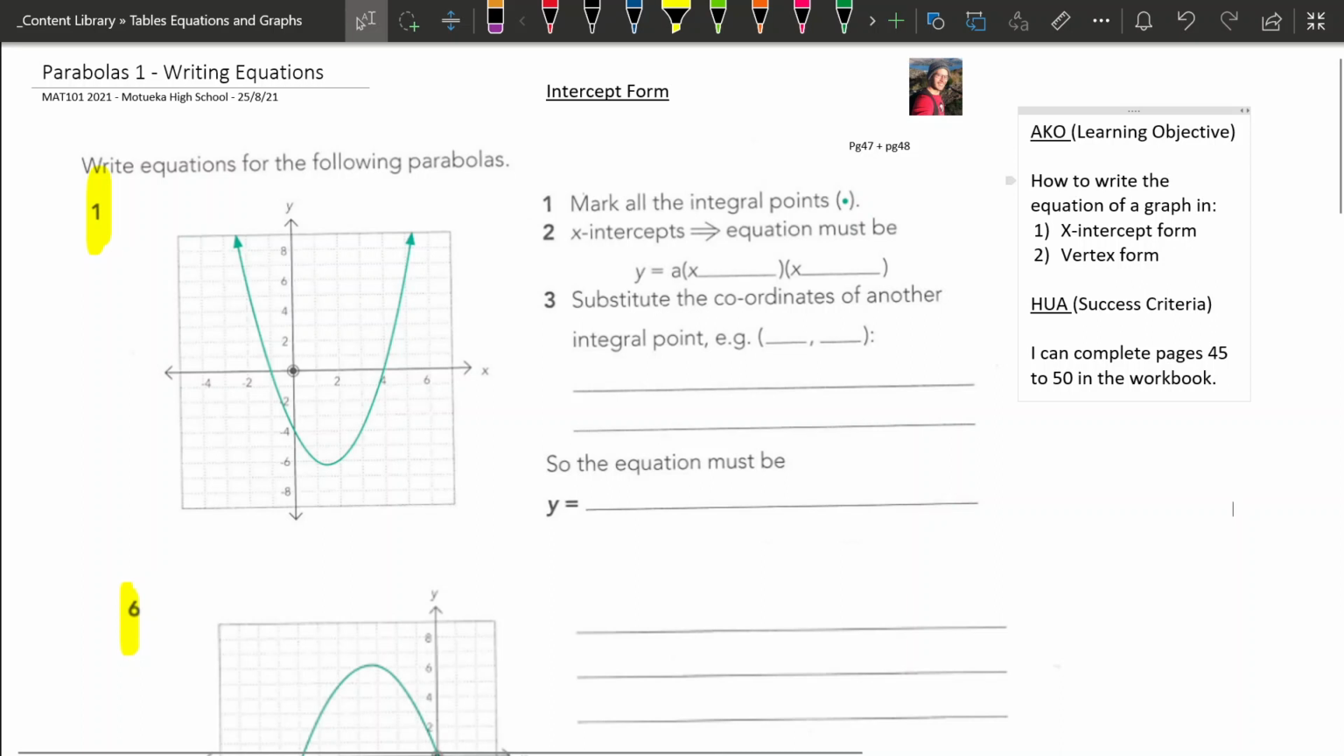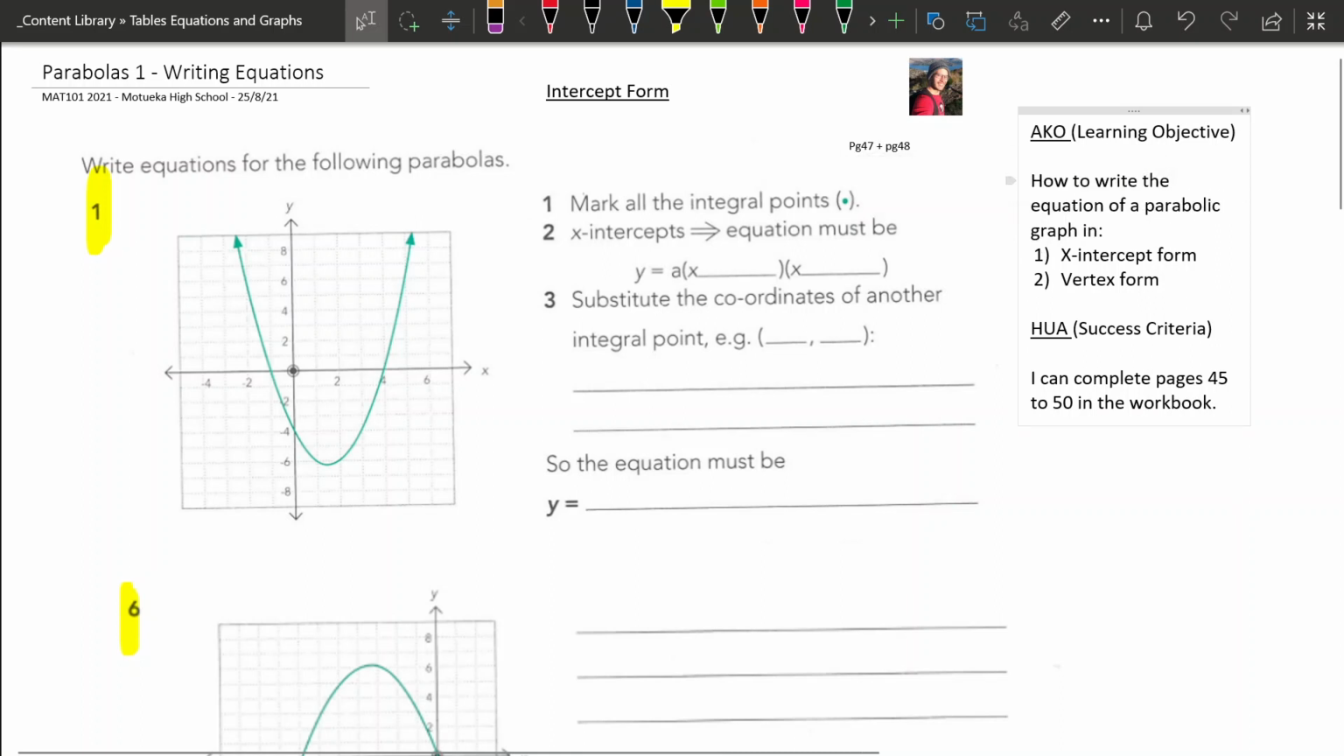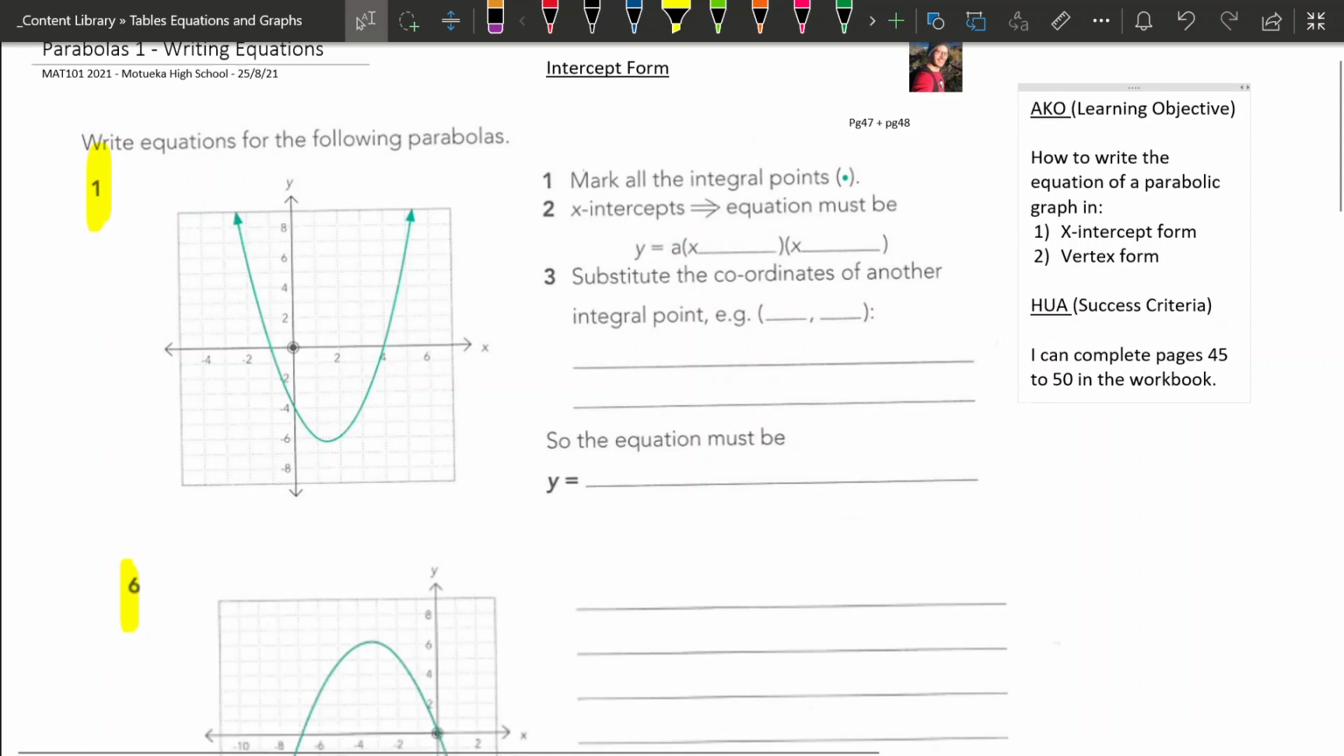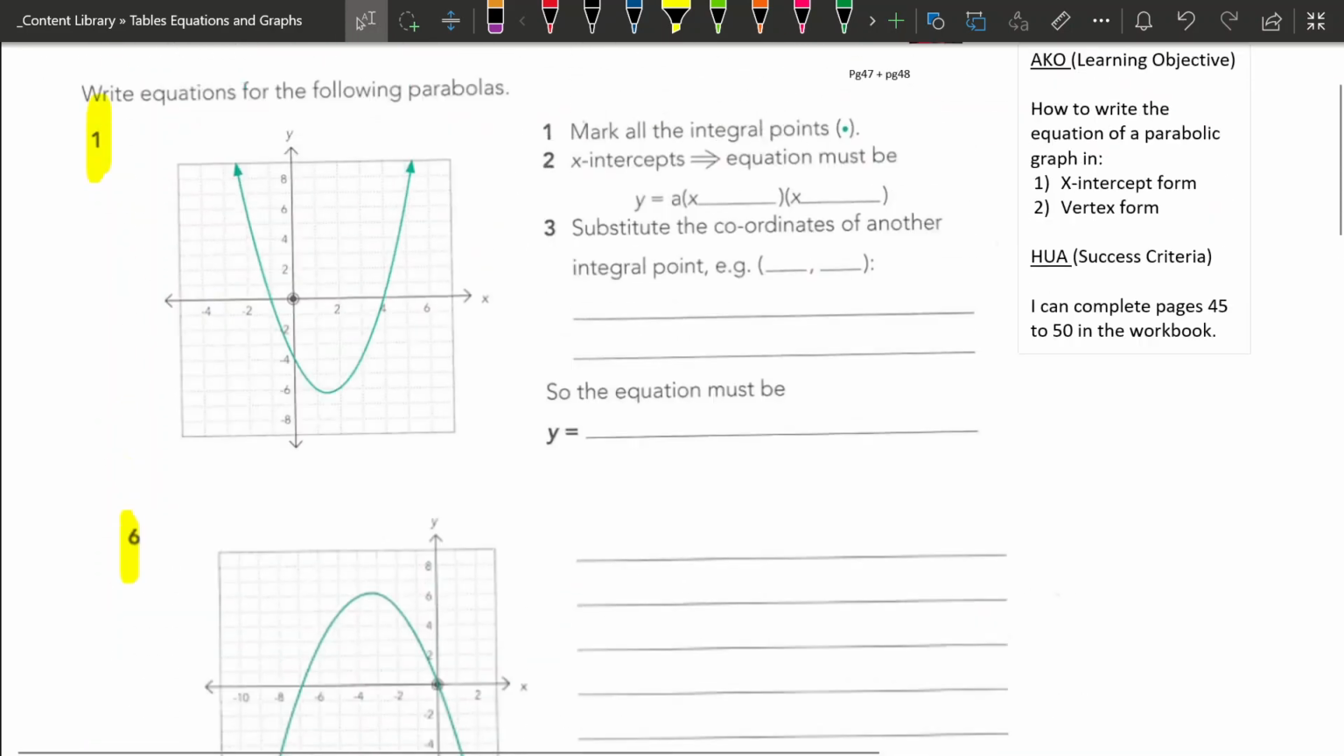Ako is our learning objective, so that's how to write the equation of a parabolic graph in x-intercept form and vertex form. And our Hua, our success criteria, is to complete those pages in the book. So hopefully this video will get you started. I've got 3 questions I'm going to walk through with you.